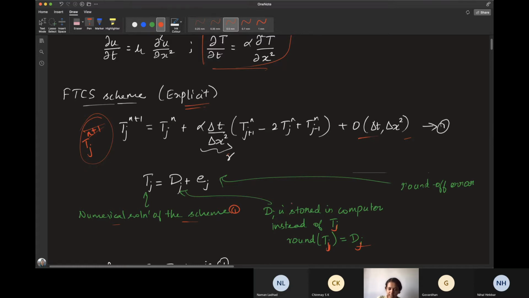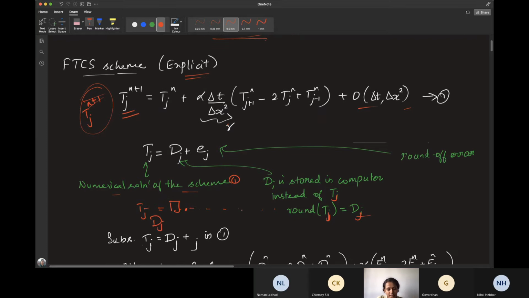Tj will be stored as Dj in the computer, and Tj will have an infinite number of terms. It's an irrational number, right? So a numerical scheme will give us some real number, which can have infinite terms, and if it's an irrational number, then we can't predict what those terms will be. You'll have some term, then a decimal point, then decimal digits, and those will be infinite. So that will keep going.